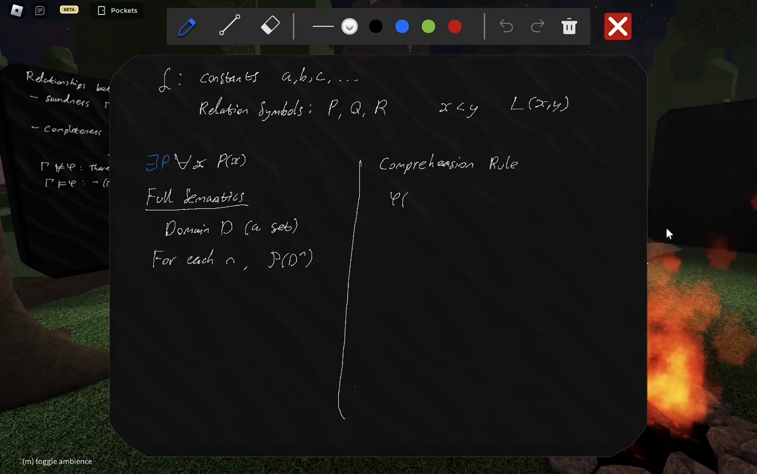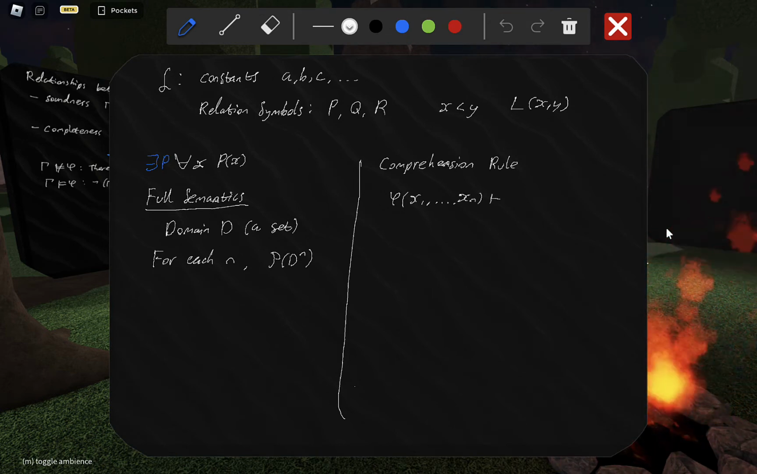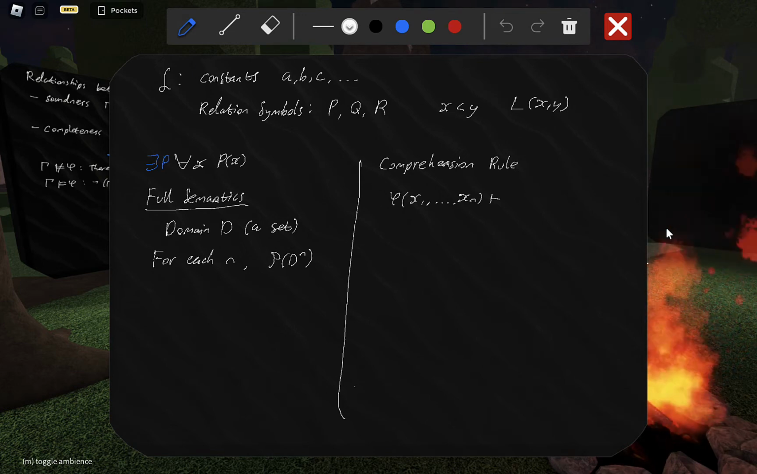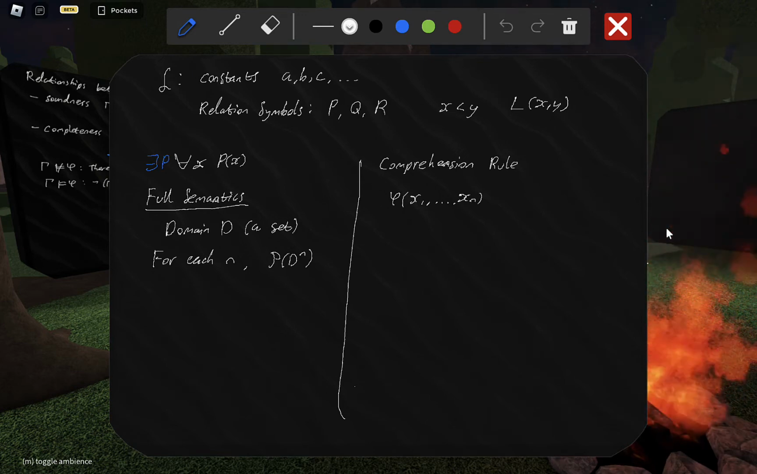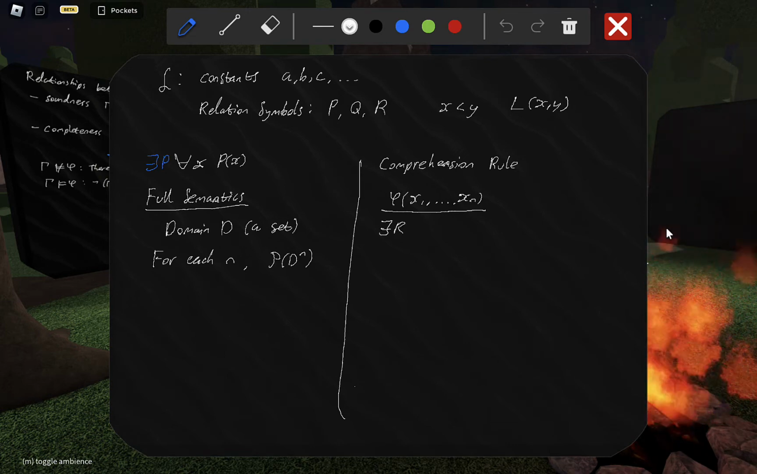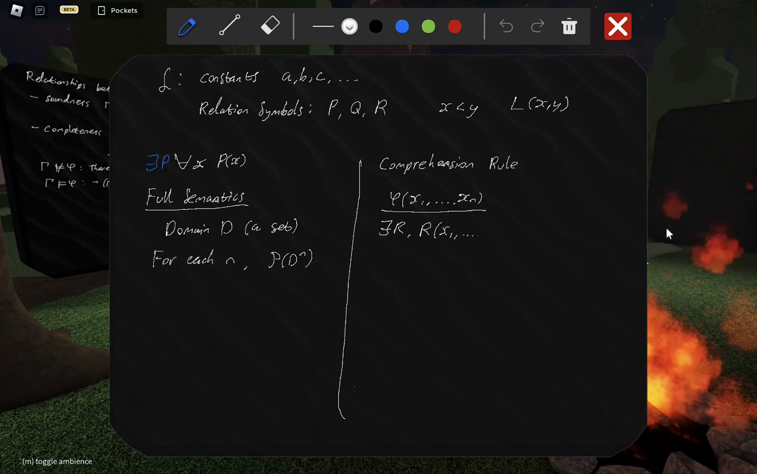So if phi holds of x1 up to xn, then we should be able to prove from that, I guess I can write it as a deduction rule, exists R, R holds of x1 up to xn.